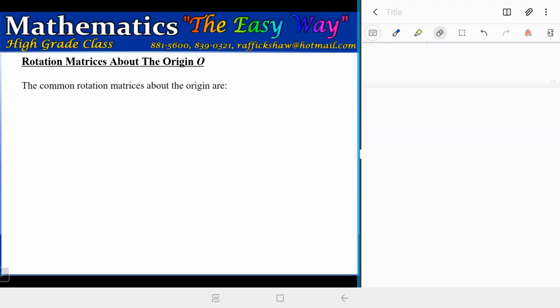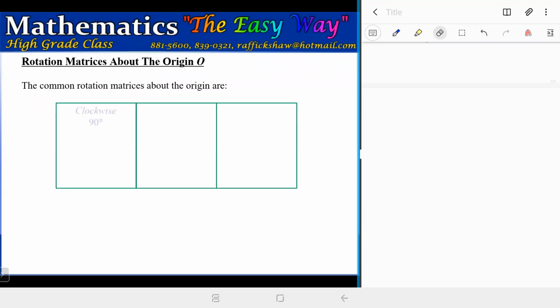So the common rotation matrices about the origin, what are they? The clockwise 90-degree rotation matrix. I showed it to you yesterday. It's easier to just know it than have to work it out. That's it, with the negative one down here. Pay attention to the details. The anticlockwise 90-degree rotation matrix is that one. So these are the matrices that will actually rotate the points on an object through 90 degrees, clockwise and anti-clockwise. These are the matrices that will calculate it for you.